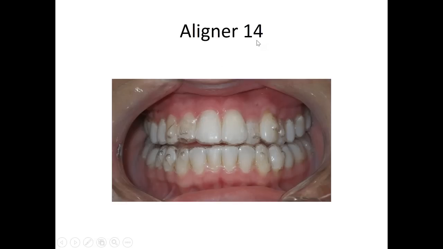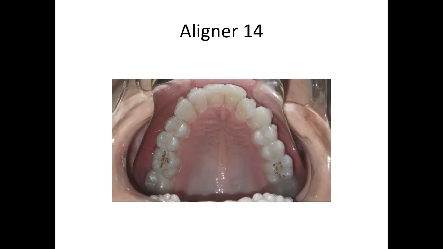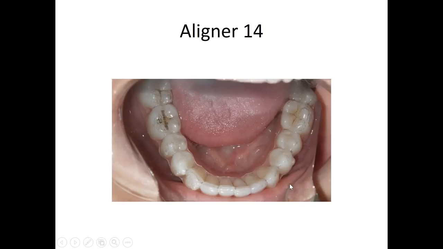The lower we did 2, 4, 5, 6, 7, 8, 9, 10. 10 perforations on the lower, 9 on the upper, 19 total for the first round. Then we get to aligner 14. And so she's going to be wearing these aligners at about a 10-day change, again, early in the treatment. So 10 out of 14, you're taking away about a third of the treatment time.